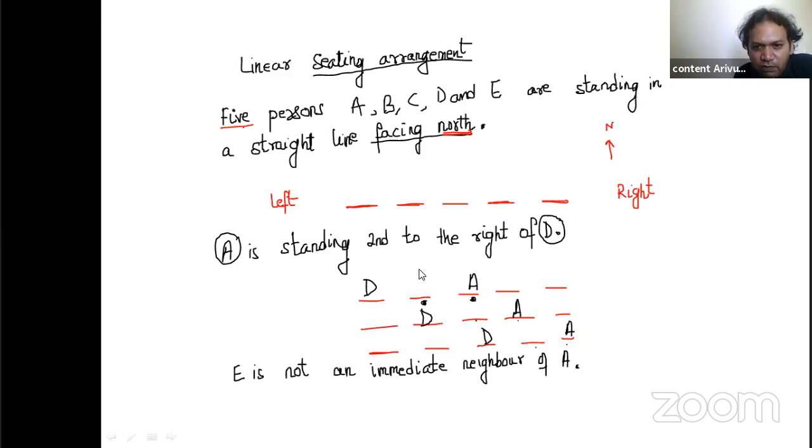What is the meaning of immediate neighbor? Immediate neighbor means right next to. So this place and this place, these two places are immediate neighbors of A, right? What I'm saying is that E is not an immediate neighbor of A. So that means E is not here and E is not here, and that would mean that E must be in the last place here.